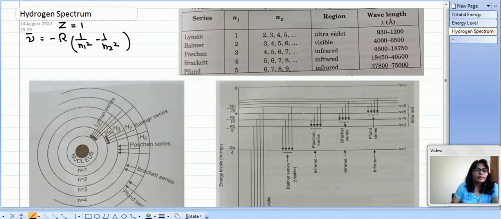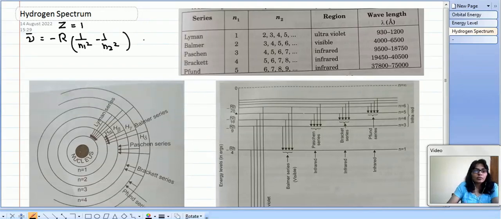Now come to the next series, that is the Balmer series. In Balmer series, the fixed term is n is equal to 2, and then there may be transitions from 3 to 2, 4 to 2, 5 to 2 and 6 to 2. These are the spectral lines which are termed as Balmer series. And in a similar way, there is Paschen series, then Brackett series and the Pfund series.